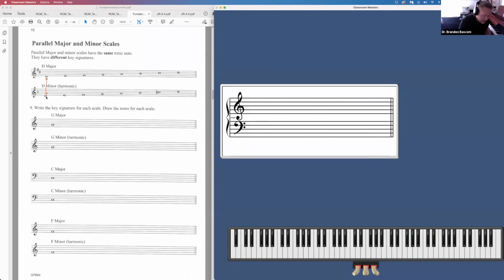They did it in our book on D. I take my D major, I lower 3, 6, keep 7 sharped, and I get D harmonic minor. So this is just another way to find minor scales by using the parallel major, lowering 3 and 6, versus using the relative major.